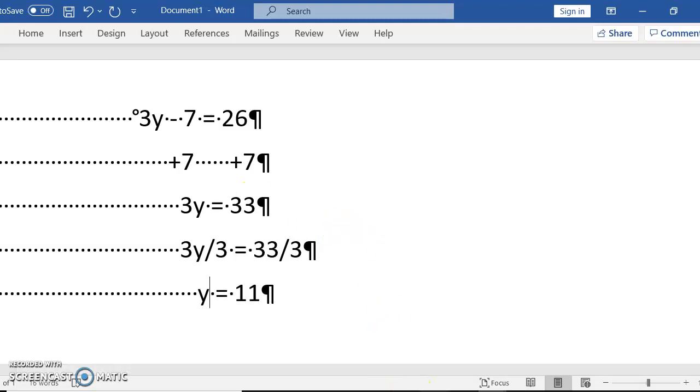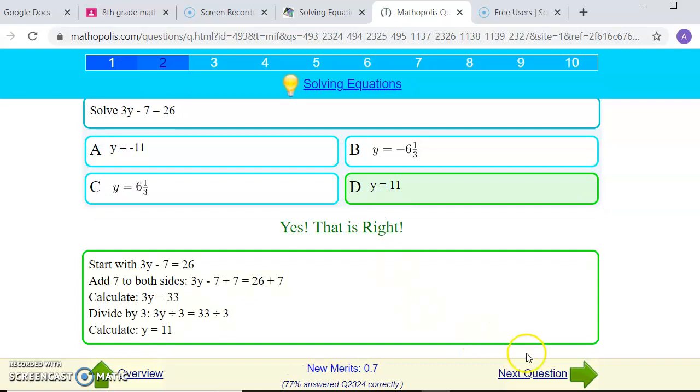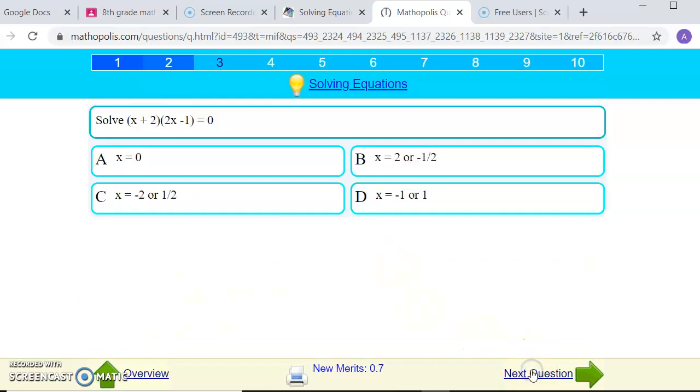Right, so let's see if that is correct. Y is equal to 11. Yay, we got it right this time. Got the right sign also. So let's talk about this one over here.